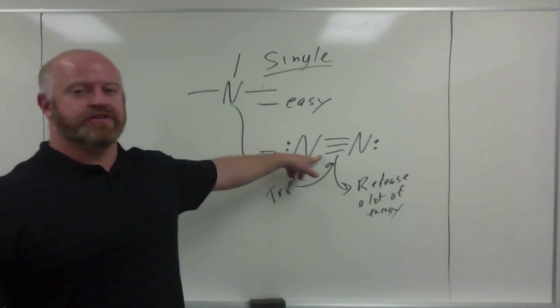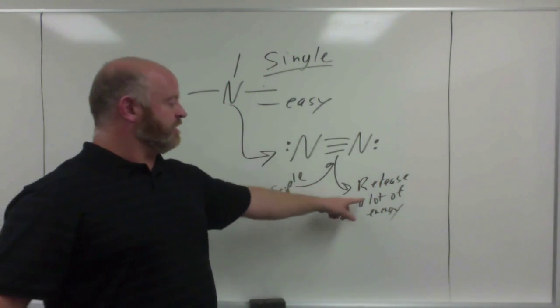Same thing for your typical ammonia fertilizer bombs that terrorists have used. They start with nitrates or ammonia, which contain nitrogen, and then when they get done, they produce nitrogen gas, which has a triple bond, which releases a lot of energy.